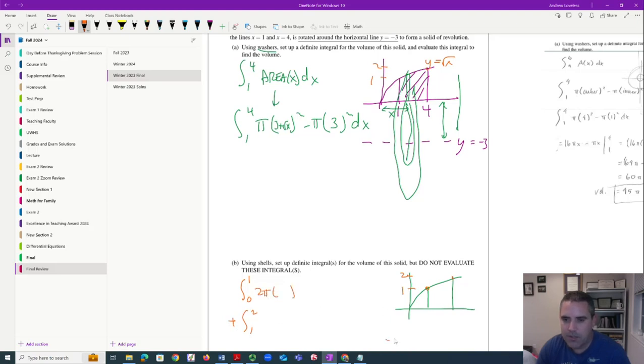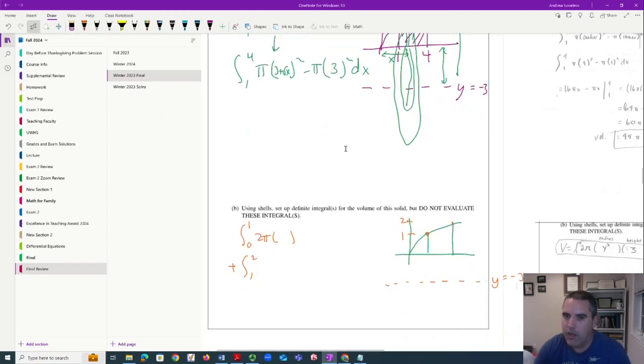I should have said something. But really, part A tells us this. We should know that we're using the variable y if we're doing shells. We just did a washer problem, so we should be thinking about this. And the reason I'm saying there's two different patterns is because there's a different pattern.